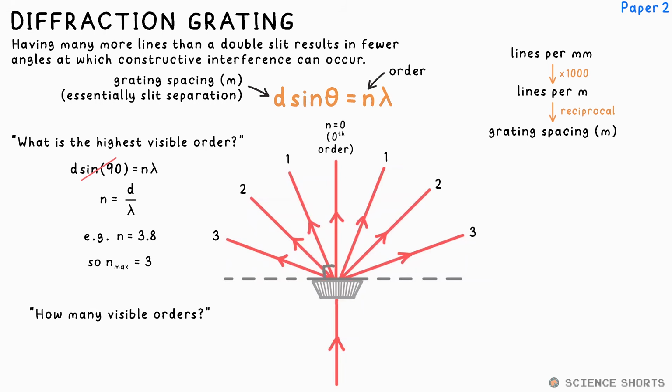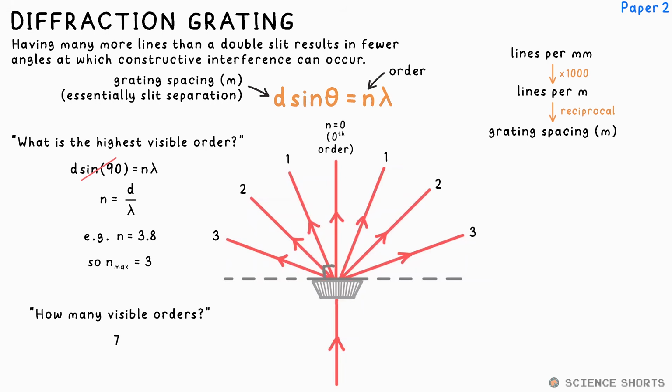Also, they might try to catch you out by asking how many orders will be visible, rather than what is the highest order. In this case, you have to count the orders on both sides, including the 0th order, so in this case that will be 7. Very cheeky. Just be careful with some multiple choice questions involved in this equation.